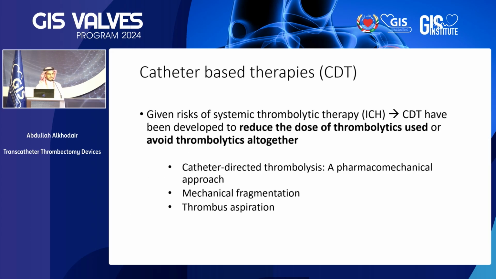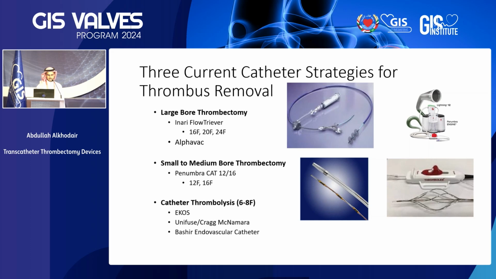The newer technologies are called catheter-based therapies, CDT, because of the increased risk of intracranial hemorrhage with TPA. This option has been developed to reduce the dose of the thrombolytics or avoid it altogether. So it is either mechanical fragmentation or aspiration, or catheter-directed thrombolytics. Take them one by one. Those are the three common strategies. Either a large bore thrombectomy, the prototype of this group being the Inari FlowTriever catheter; smaller catheters like the Penumbra; and then catheter-directed thrombolytics, where the prototype would be the EKOS catheter.